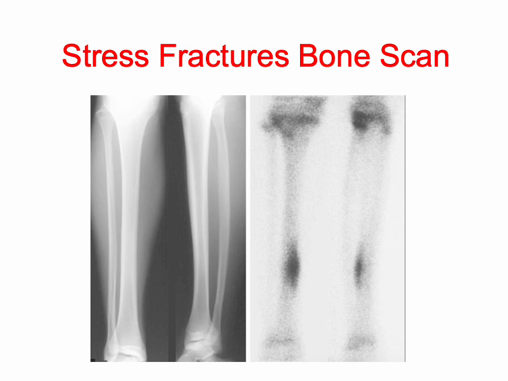Bone scan can be useful when the plain radiographs are normal. So on these plain radiographs, there's nothing really to see, but we can see that there's increased radiotracer uptake in the tibial diaphysis on the anterior tibia, which may be consistent with a stress fracture.